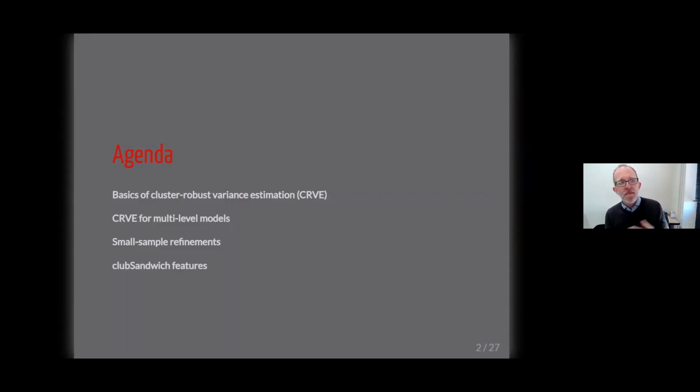And then from there, I'll give you a little bit of an introduction to the small sample refinements, the adjustments that are implemented in clubSandwich that lead to better performance than typical methods. In this part of the talk, I'll also explain the origins of the package's name. And then finally, I'll wrap up with demos of a couple of the more recently implemented features in clubSandwich that I think are kind of slick, if doing applied statistics is something that impresses you. I realize that may not be true for most of the world.